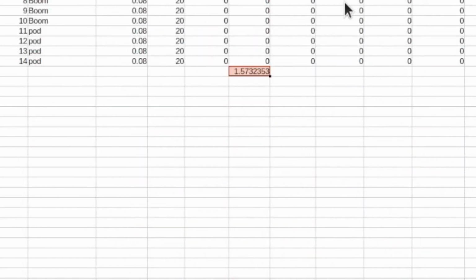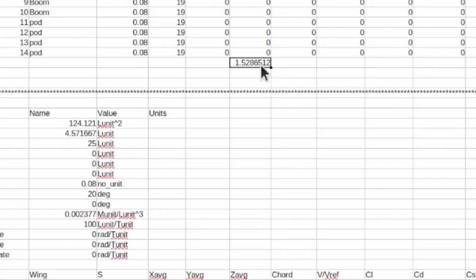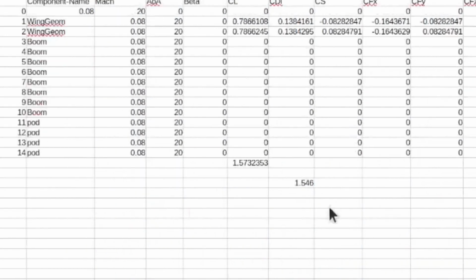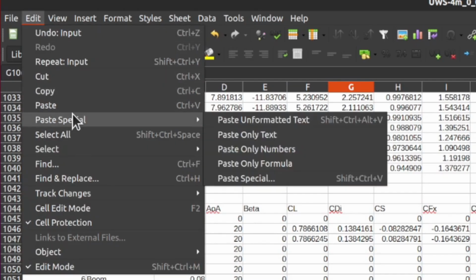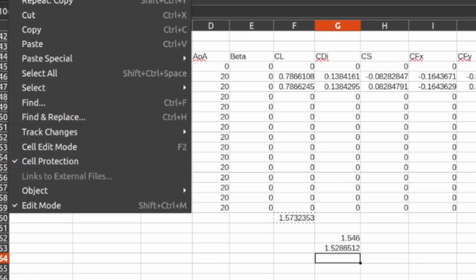Now let's do a little interpolation here. So our desired coefficient lift is 1.546. Now this lower one, let's grab that. Do a copy of that, Control C. I'm going to paste that right here. I'm just going to paste the value. And while we're at it, let's just grab this one here and we'll paste it.